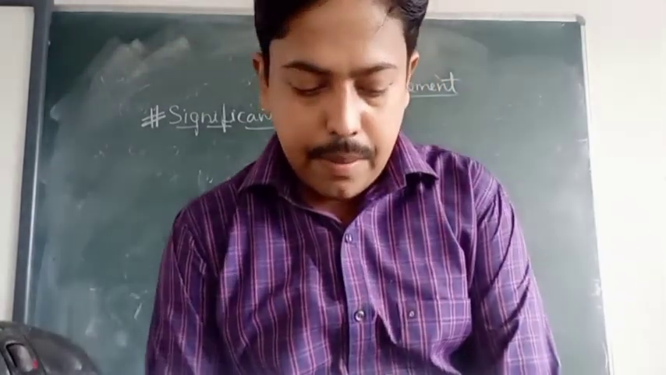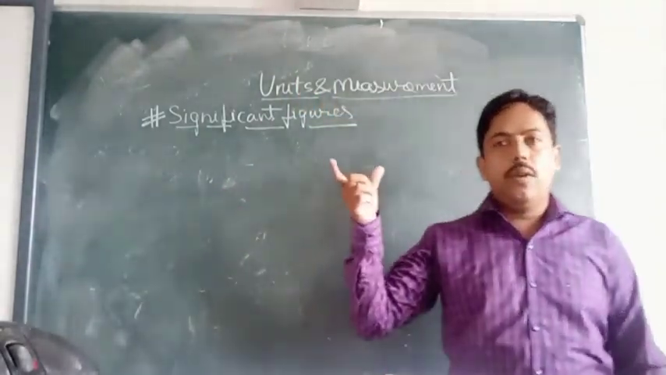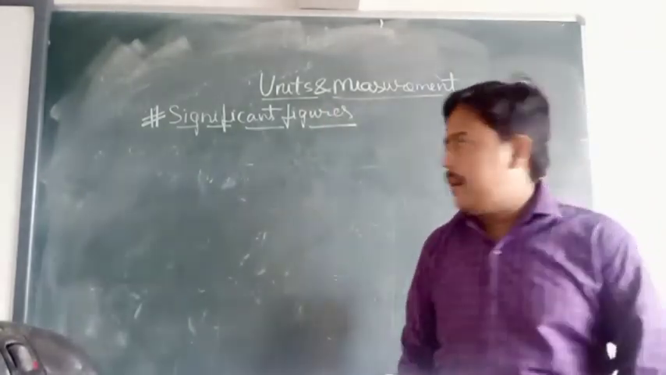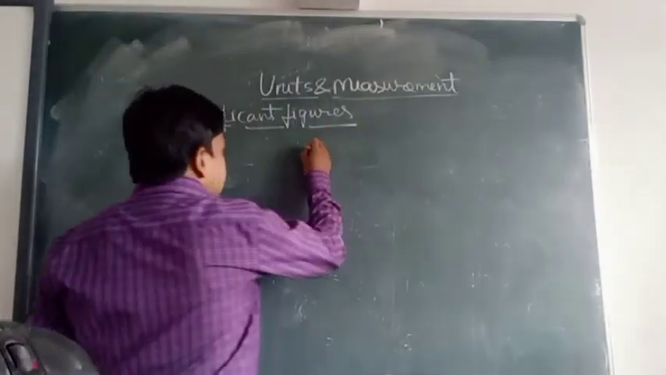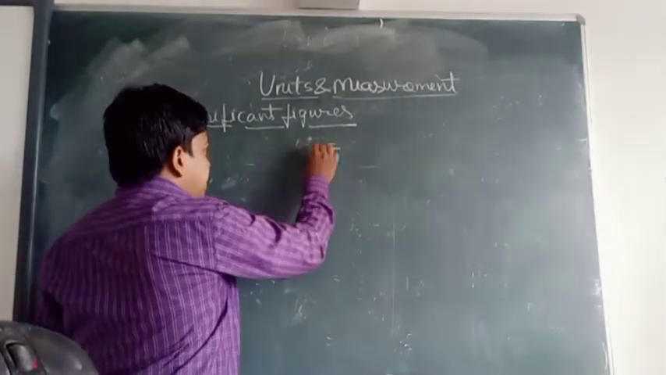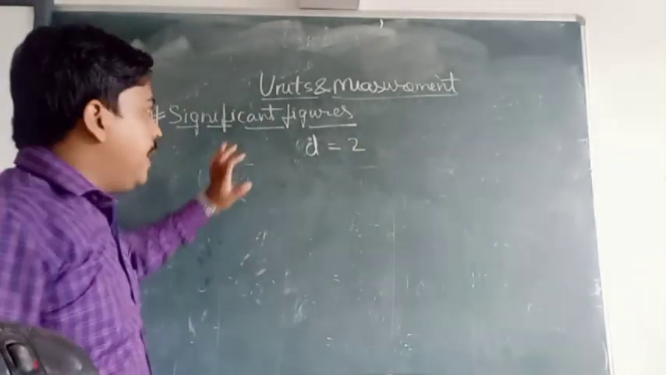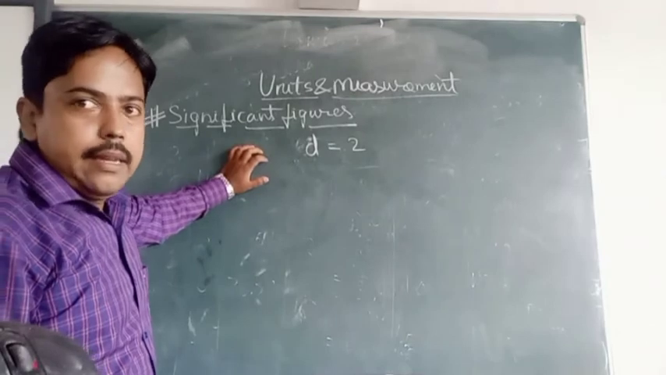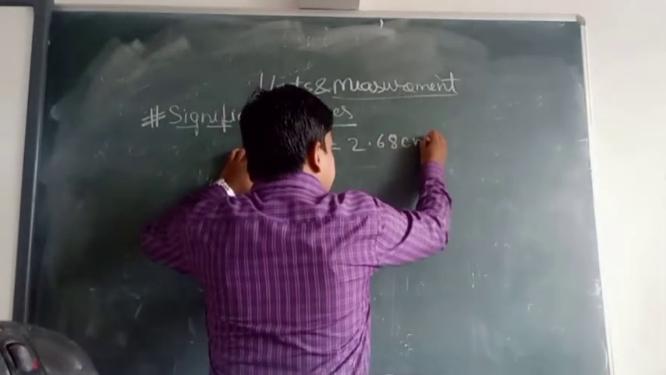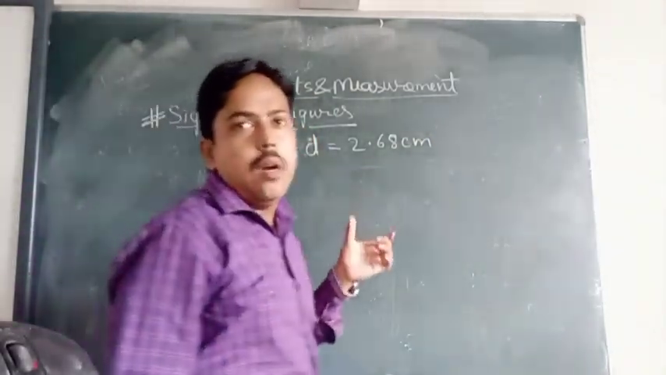So let's take an example just to understand the definition of significant figures. Suppose that you have measured some length, and that has some decimal digits in it. For example, you have measured a length, or a radius, or let's say a diameter, and the diameter of any spherical ball or any rod which you have comes out to be near about 2.68 centimeters, okay.